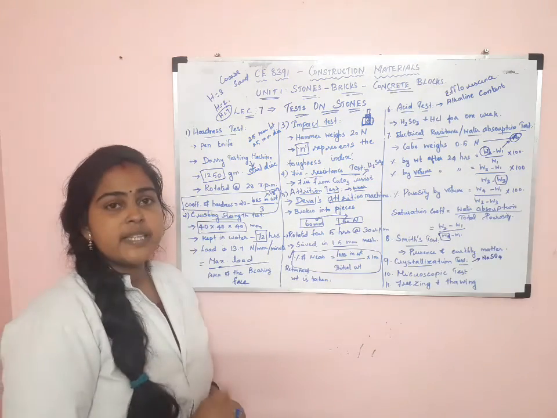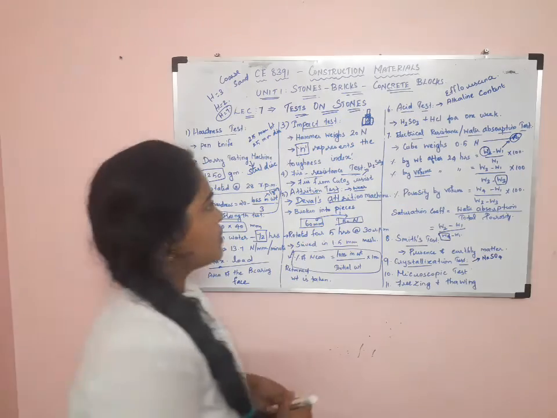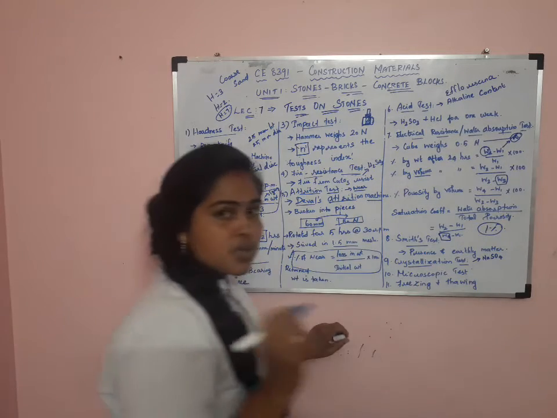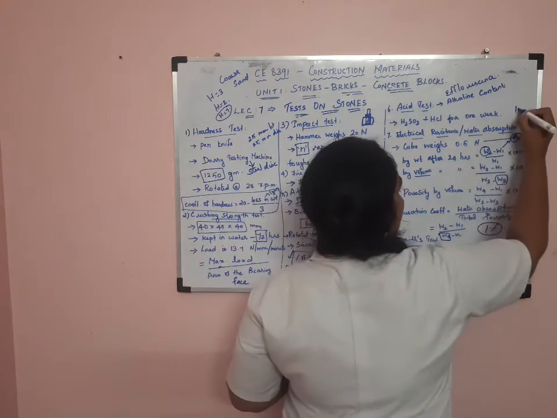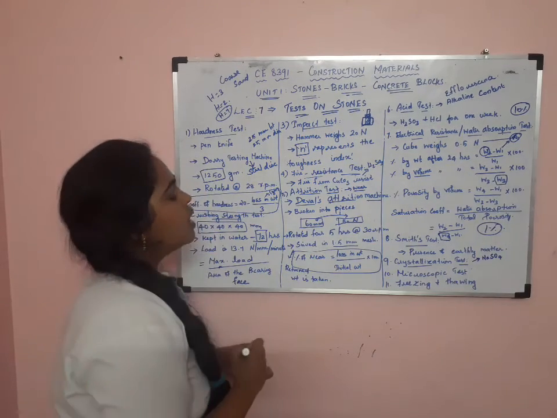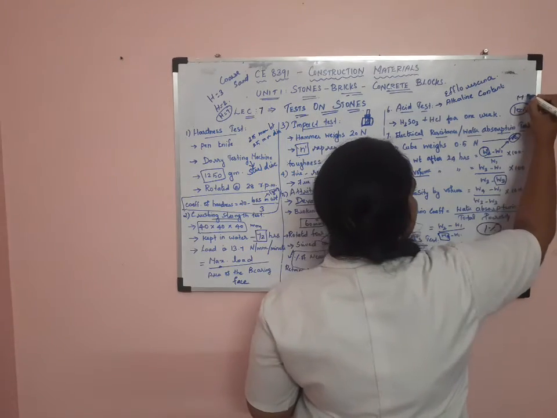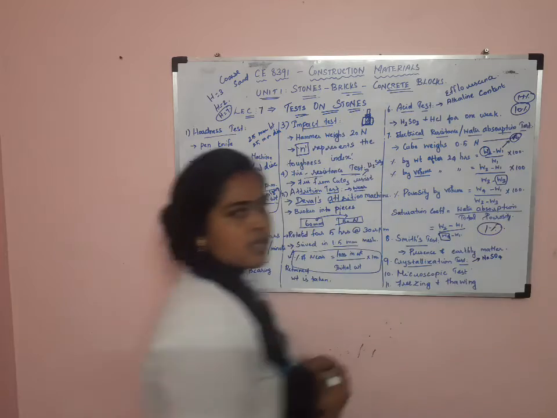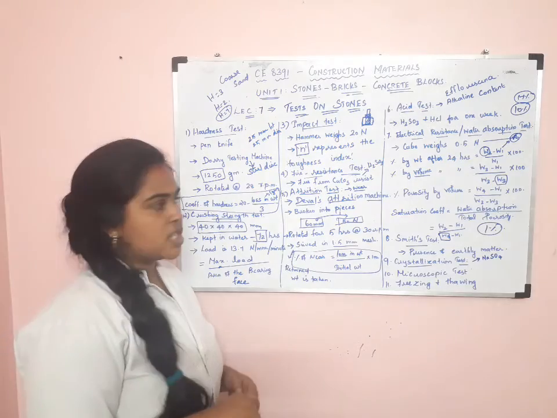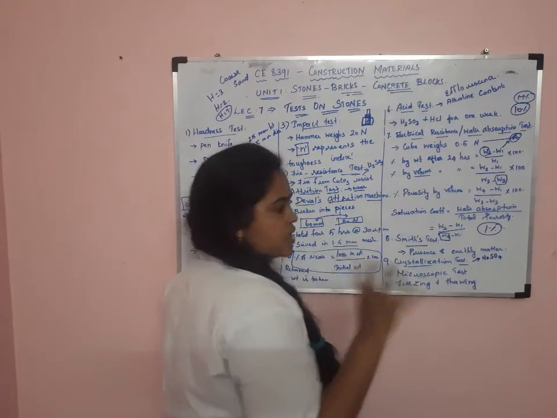Expressly, granite should not absorb more than 1% of its weight in water. Sandstone should not absorb more than 10% of water. Limestone should not absorb more than 70% of water. These are the conditions. If it is more than these values, it is not used for construction purposes. This is about the water absorption test.